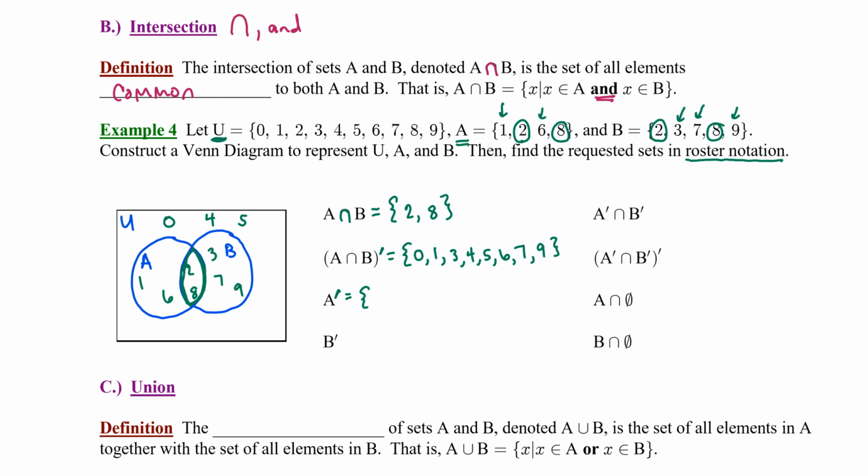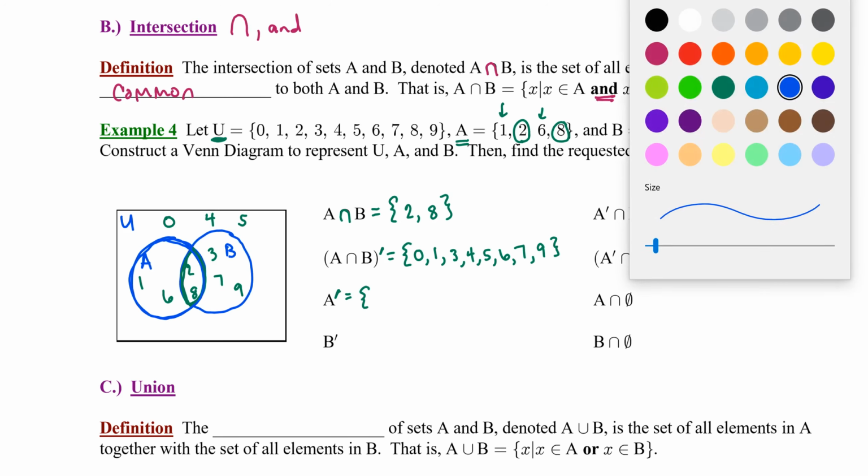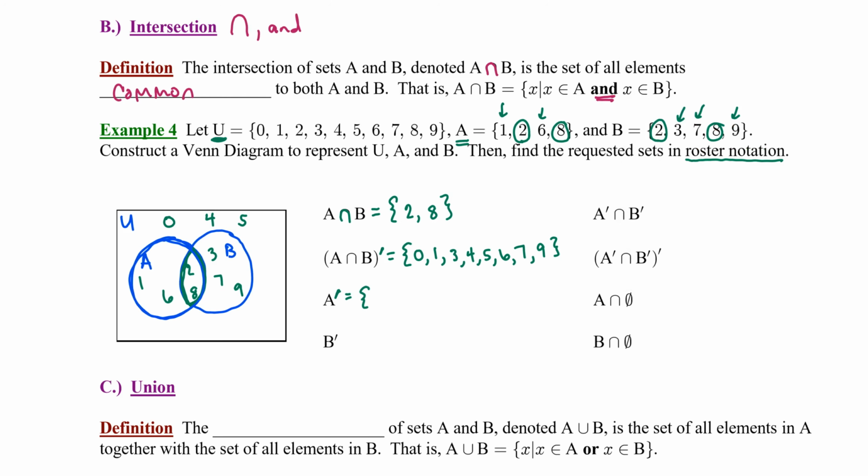So I'm keeping my eye on circle A here, and I want to stay outside of that boundary. So this is going to contain, I'm going to try to put these in order here, 0, 3, 4, 5, 7, and 9. Again, those are all the elements that are outside circle A.